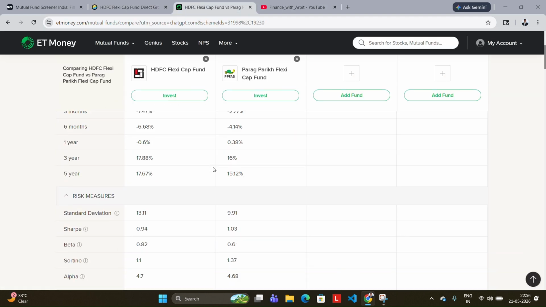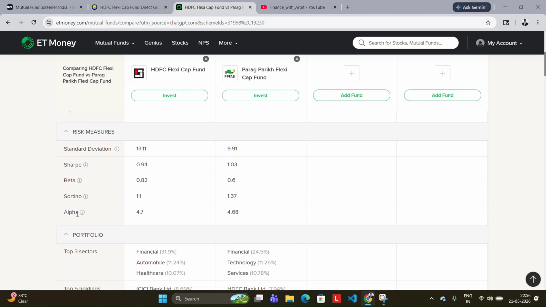We have a few important ratios for each fund, like the alpha ratio. It is the return generated higher than the benchmark. For example, the average of all flexi cap funds for 1 year return, let's say, is 5%. If any fund outperforms its benchmark and the category average, then its alpha should be higher. Alpha, the higher the better. So here we can see it is almost equal, 4.7 and 4.68. So we can say both are very good funds. They have outperformed their category by a huge margin.